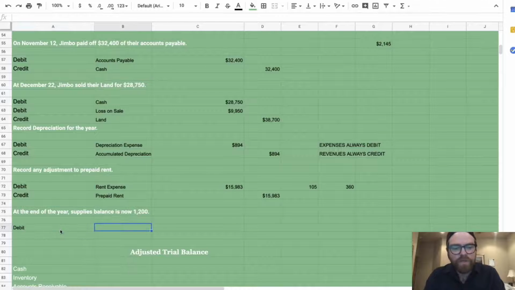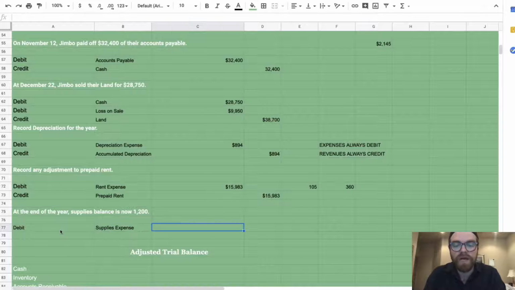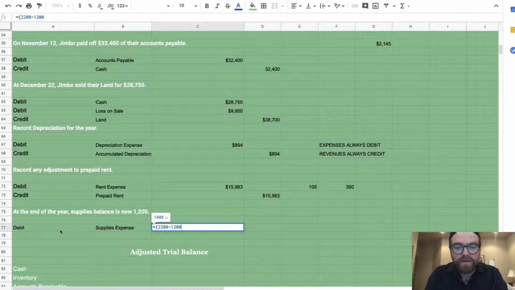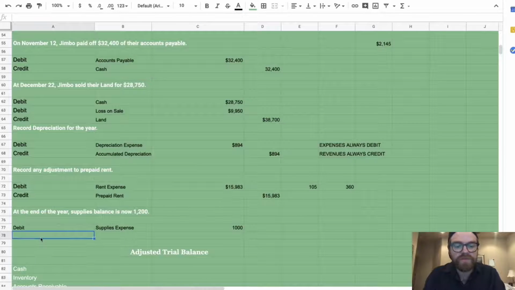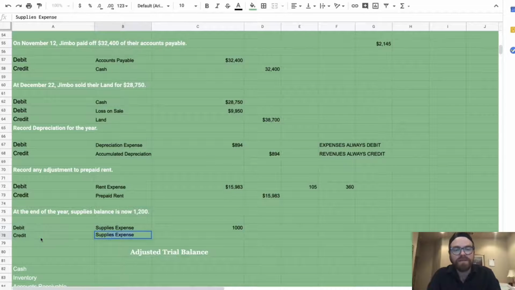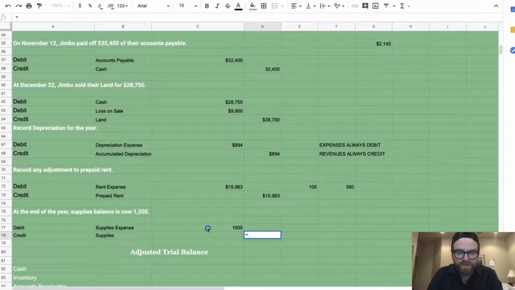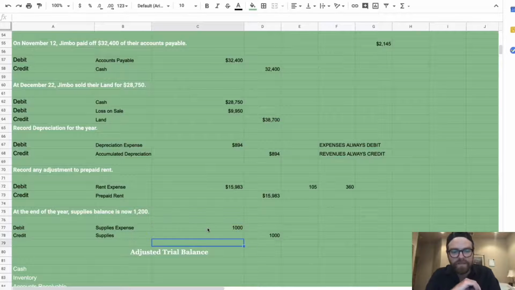First, we debit what we used, right? So we call it supplies expense, using up those supplies, equals 2,200 minus 1,200. That's how much we used up, which is 1,000. We're going to credit what account's going down? Well, supplies. We used up supplies, and that account is going down. 1,000. And I'll do equals so you know how to do it in Excel, that number.